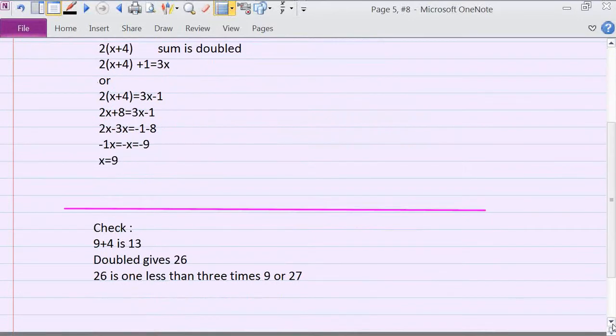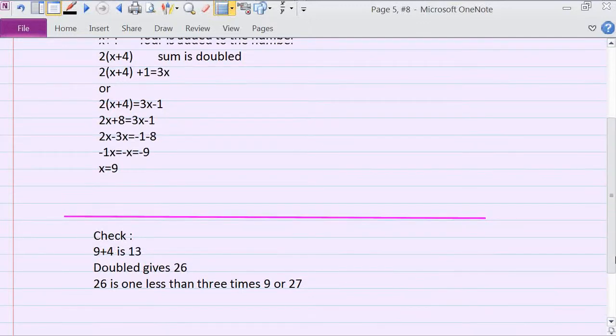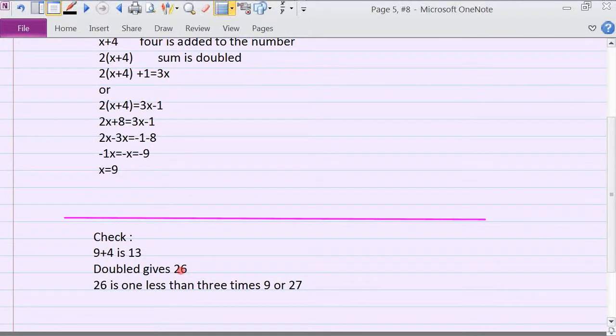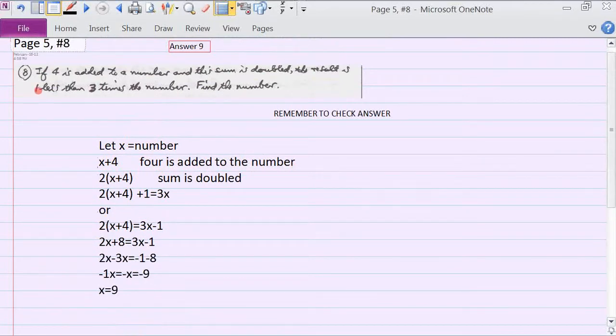So now we check this number. 9 is the solution to the equality. What we're going to do is add 4 to the 9, because we go back, right here, we add 4 to the number, and we double it, gives us 26. 26 is 1 less than 3 times 9, or 27, which was in the original statement right here. So the number x equals 9 is the appropriate solution to this problem.